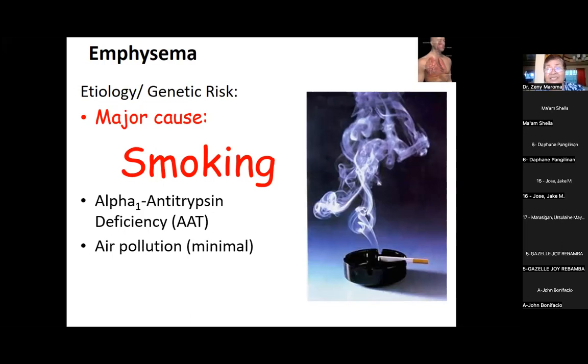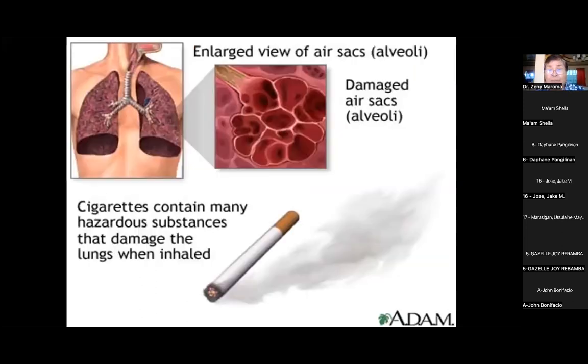Because, yun nga yun, there is genetic predisposition. Sometimes, it can also be secondary to air pollution, pero minimal. So, we have here the enlarged view of air sacs or alveoli. The cigarette contains many hazardous substances that damage the lungs when inhaled. Yun ang simple term, para maintindihan natin.